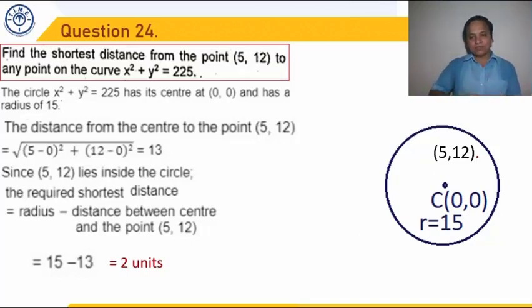So any point on the circle is at 15 units from the center. This point is 13 units from the center. So the closest point on the circle to this given point is at how many units? 15 minus 13, that is 2 units.